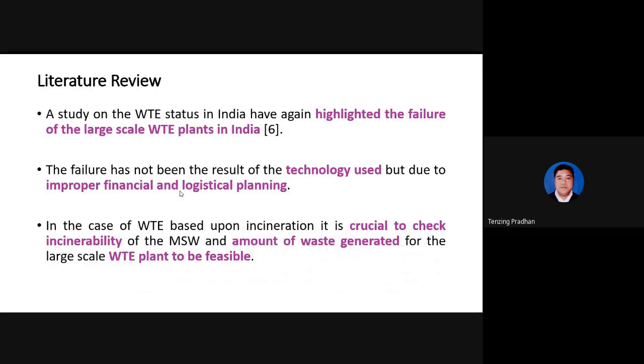And then there are a lot of studies which have highlighted the failure of the large-scale WTE plants in India. The large-scale WTE plants have not been successful in India. It is a result because the technology which is used, I have not said the technology has failed, but the technology which is used is not proper to the waste that is being generated in India.